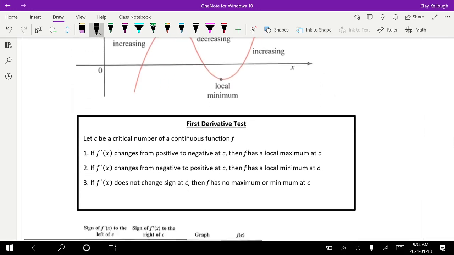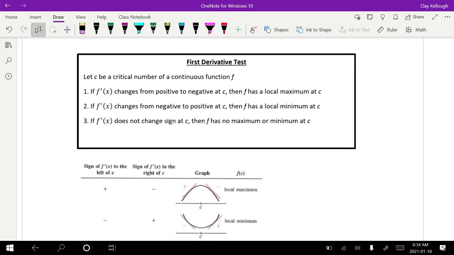The first derivative test tells us that if c is a critical number on a continuous function f, if f primed of x, if the derivative changes from positive to negative at c, then f has a local maximum at c. If the derivative changes from negative to positive at point c, then it'd be a local minimum. So positive to negative is a maximum, negative to positive is a minimum, and if it does not change sign, then it has no maximum or minimum at point c.